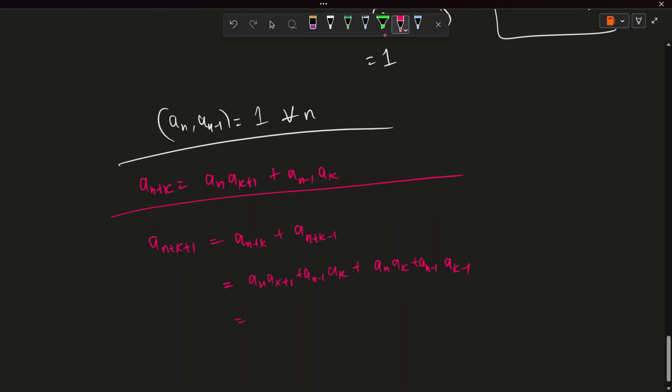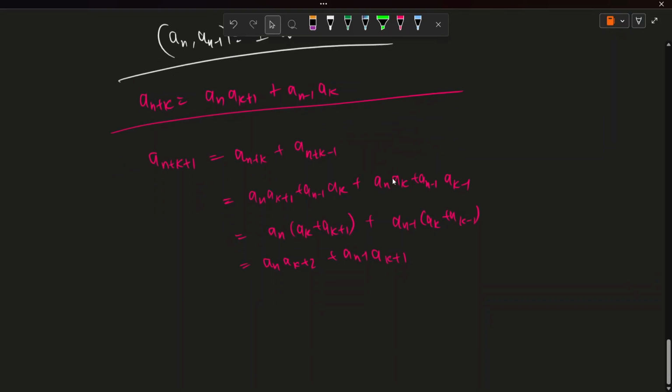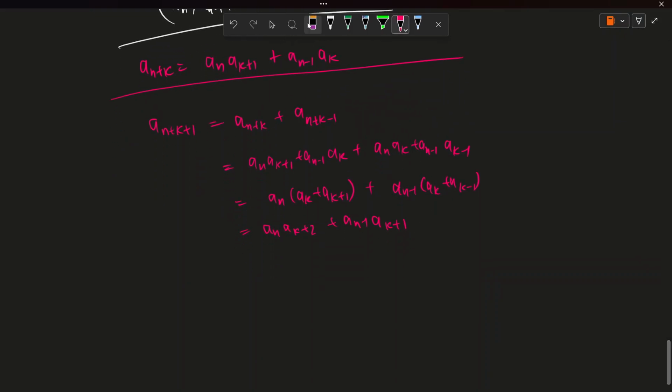So this is equal to, take a_n common from the first and third terms, a_n times (a_{k+1} plus a_k) plus a_{n-1} times (a_k plus a_{k-1}), and this is equal to a_n a_{k+2} plus a_{n-1} a_{k+1}. So we have proved the same result for a_{n+k+1}. The induction step is complete, so this result is proved.